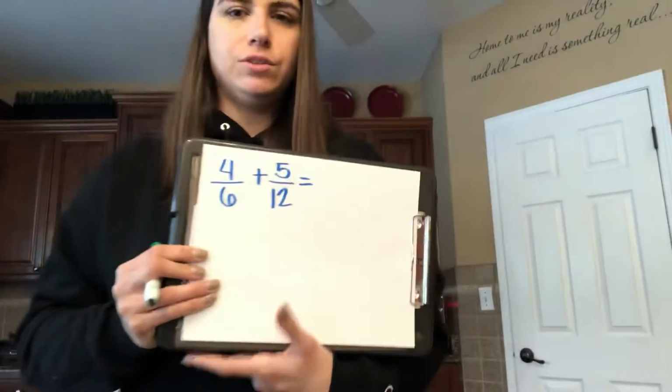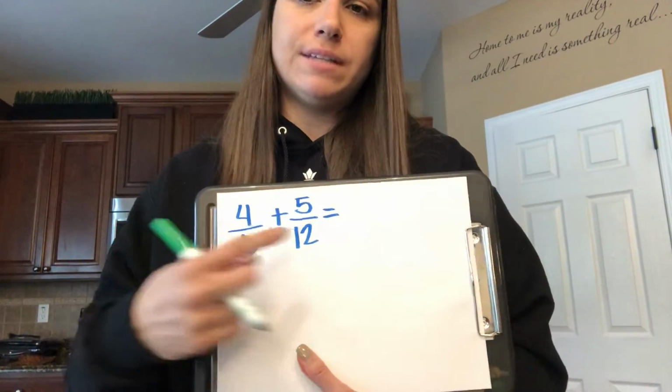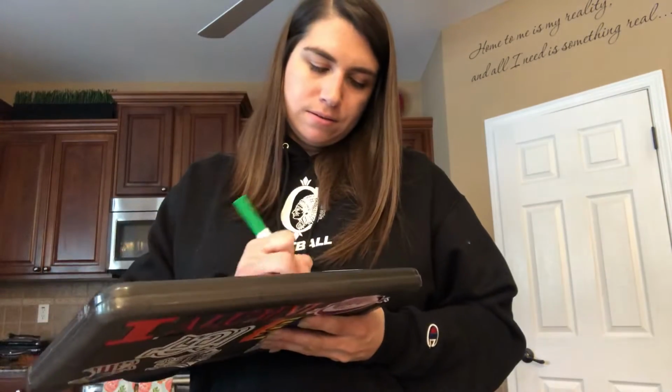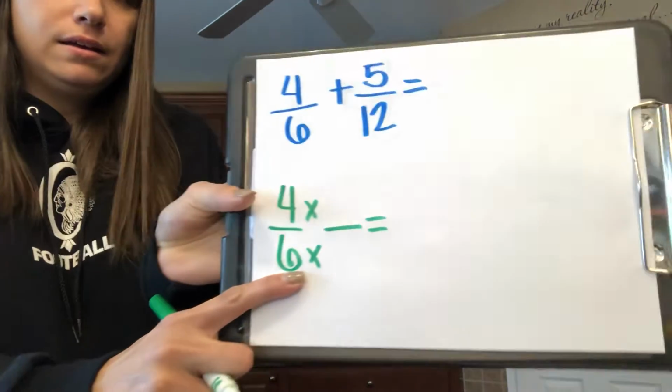All right, and then we're gonna do it together. So same thing, I'm going to see that I know that something times 6 is gonna get me 12, so I only have to change the 4/6. So I'm gonna change 4/6 to 12ths. Multiply the top and the bottom by the same number, right? And I'm trying to get 12.